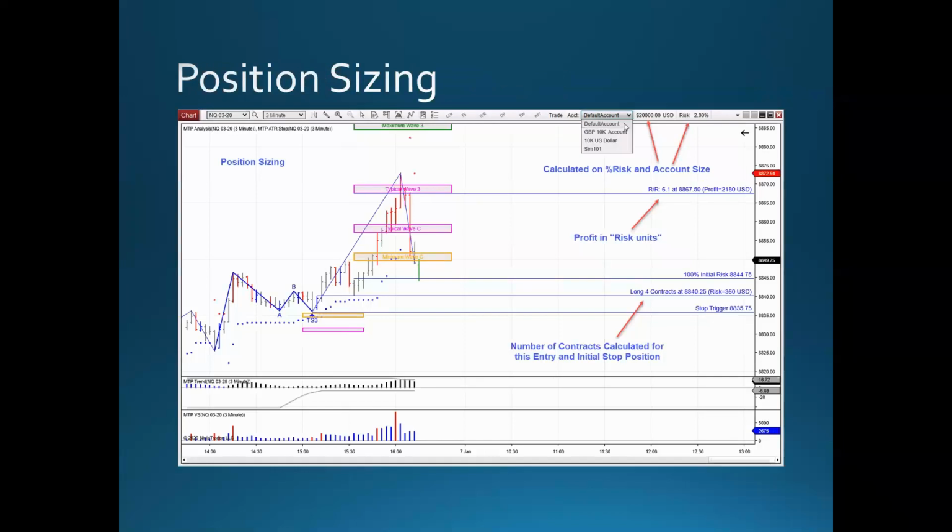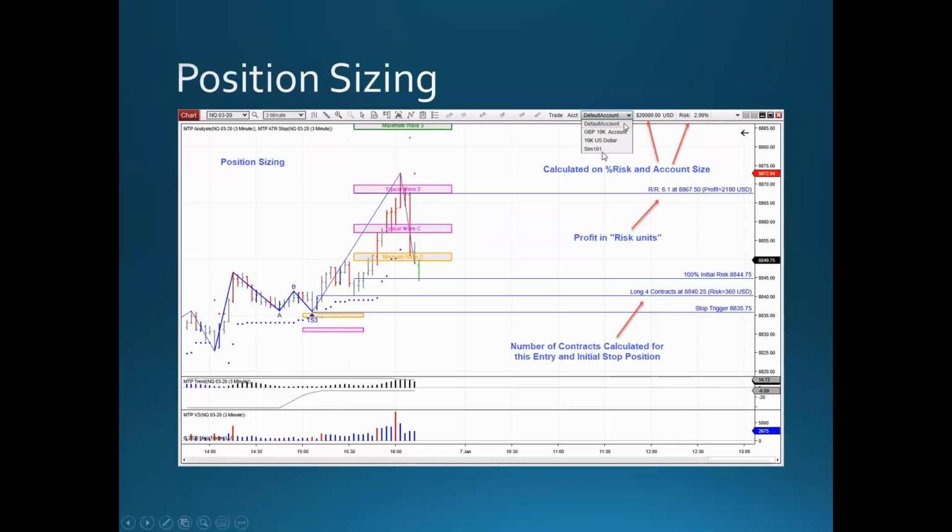Let's have a look at some charts. What is position sizing? Well, position sizing is basically what it says. It allows you to size your position based on your account size and percentage risk. Normally we suggest risking less than 2% of a sample $20,000 account or a sample account. We have the ability to add different account sizes in.